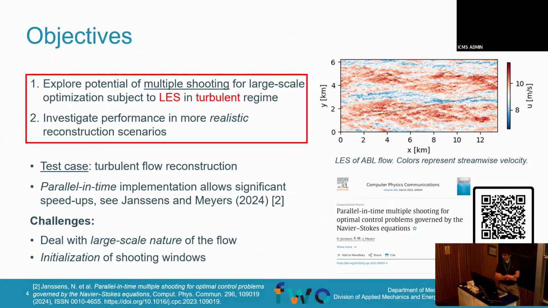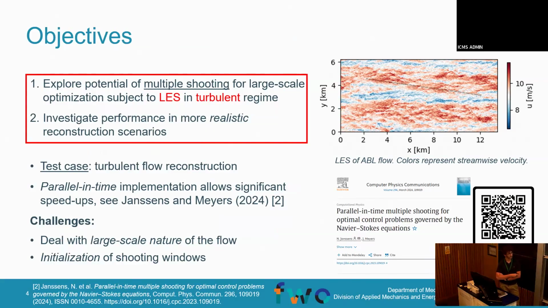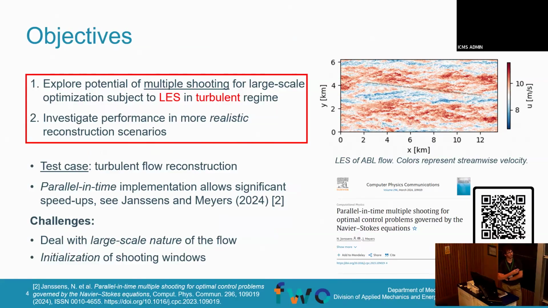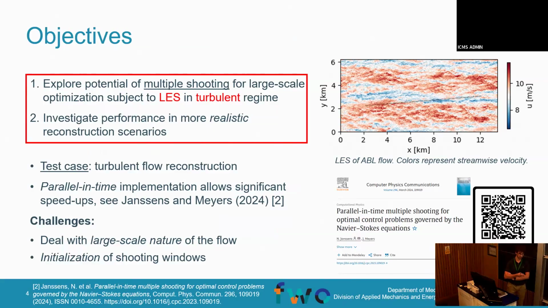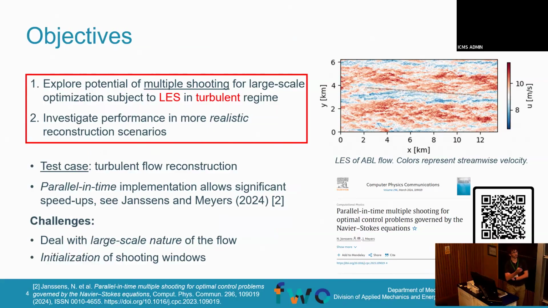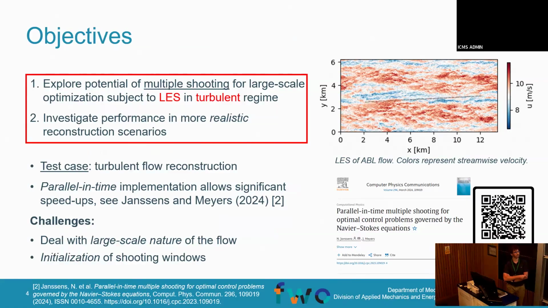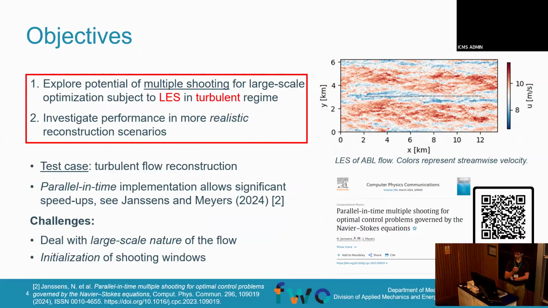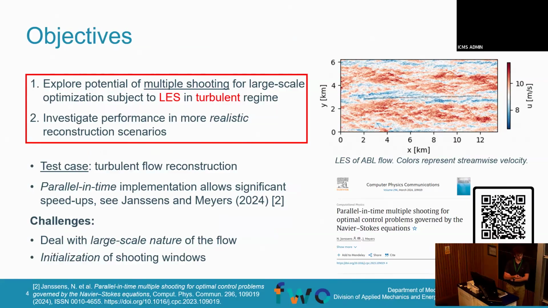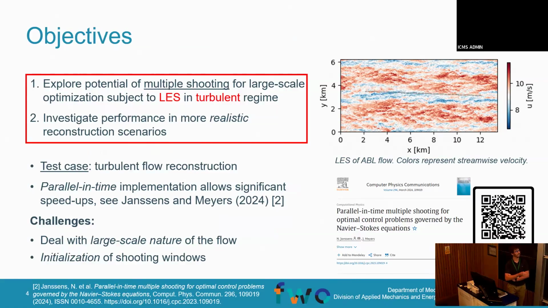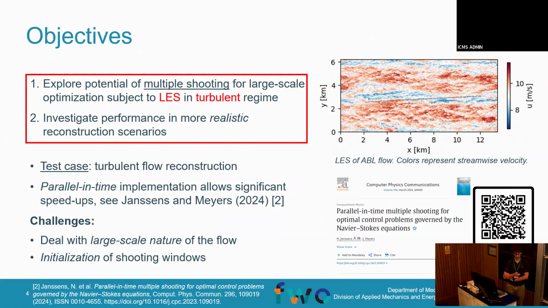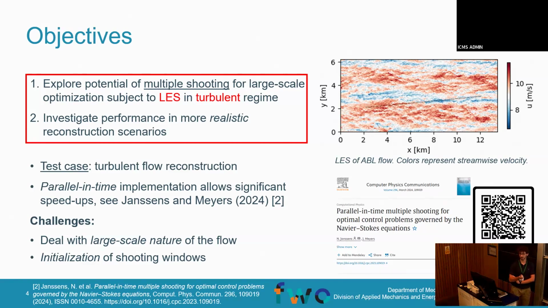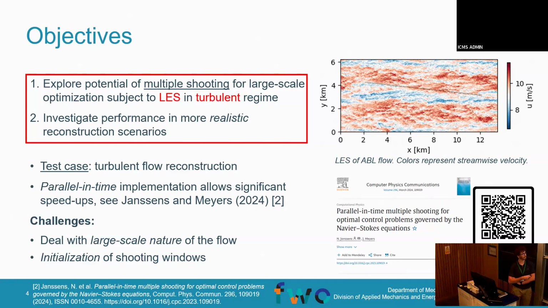Since then, we have been further developing this algorithm, and by now we're able, for the first time to the best of our knowledge, to apply it in the context of the three-dimensional Navier-Stokes equations in the turbulent regime. So really the type of flows that I'm showing on the top of the slide here. That's quite nice, and that's also what I will talk about today. I will further explore the potential of this multiple shooting algorithm for this application, specifically in the context of turbulent flow reconstruction. And then I will also look into more realistic reconstruction scenarios, which are, of course, more interesting from a practical point of view.